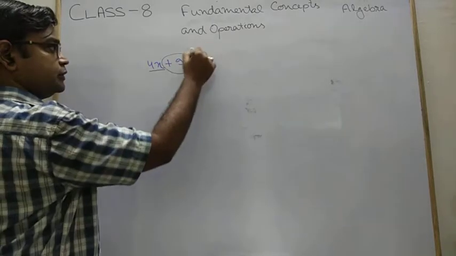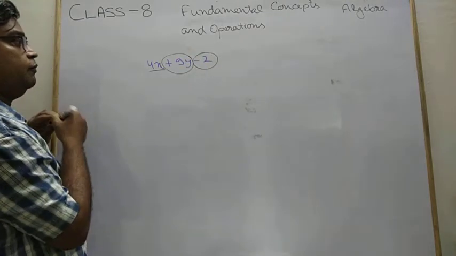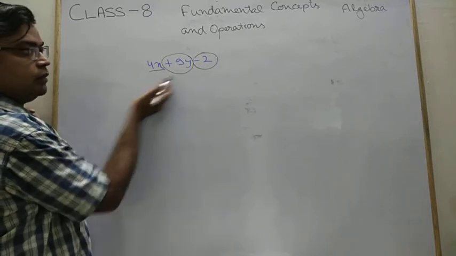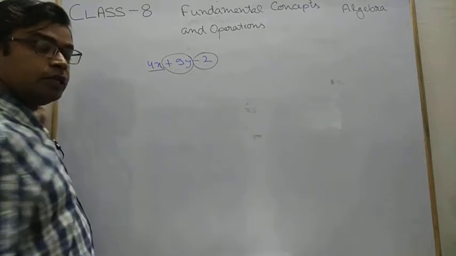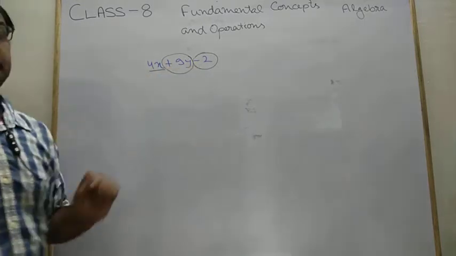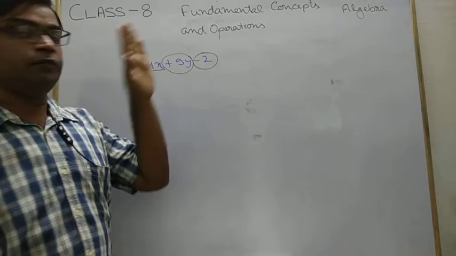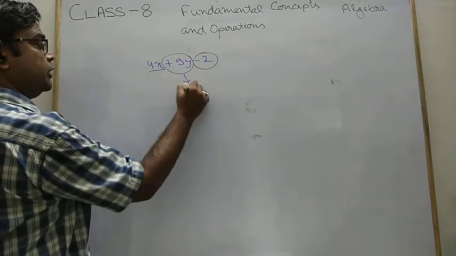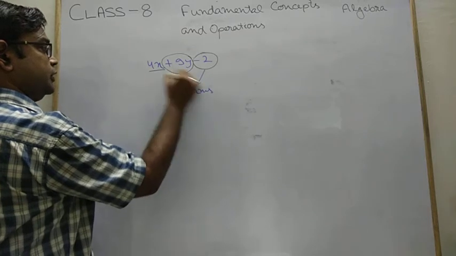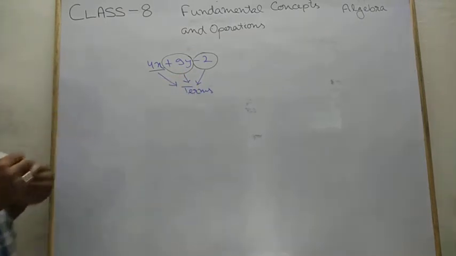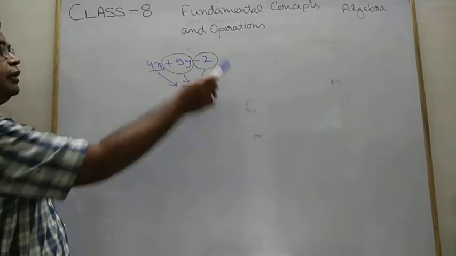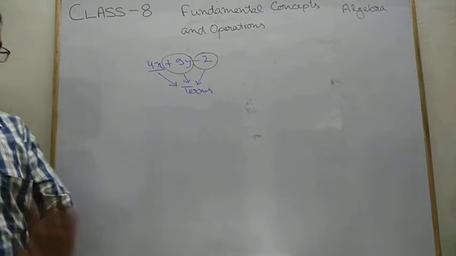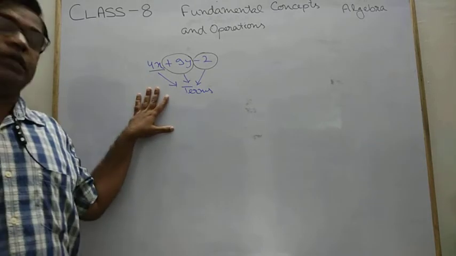Again, in this case we have minus 2, which means this 2 is separated from the rest of the expression by the minus sign. By using these separations, we can say there are three different terms. Each part is known as a term, clear? In this case we have three different terms, so it is known as a three-term expression or trinomial. I hope expression and terms are clear.